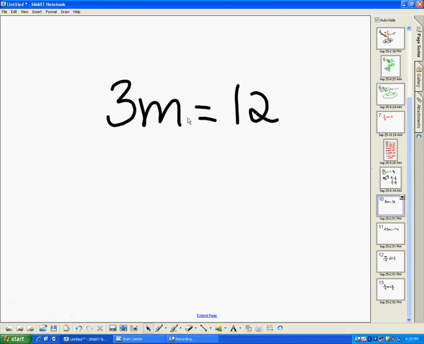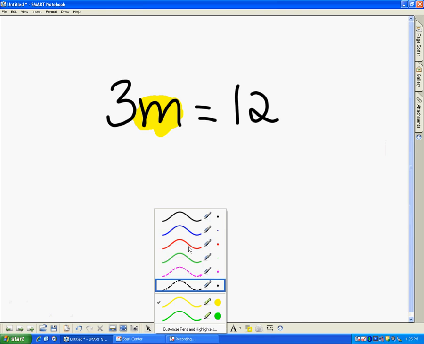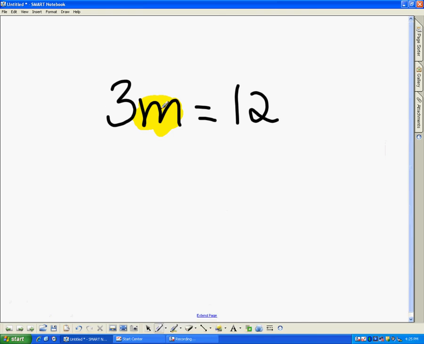Right, when you are solving multiplication and division equations, again, the idea here is that you isolate the variable. You want to get the variable by itself so that you just have m equals and then your answer. So in this particular problem, we have 3 times m is equal to 12. We have the left and we have the right side of the equation. And so remember, whatever we do to one side, we have to do to the other.